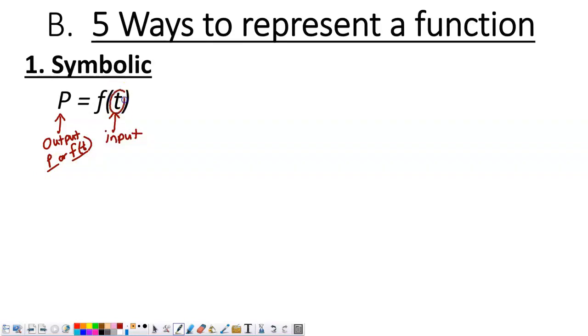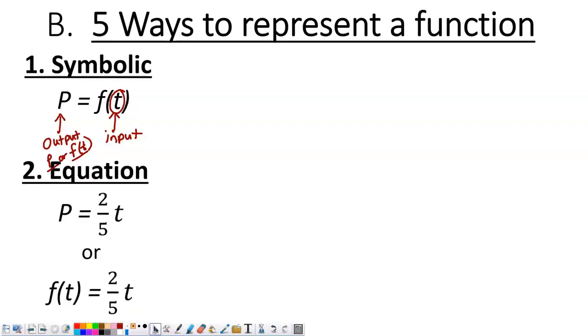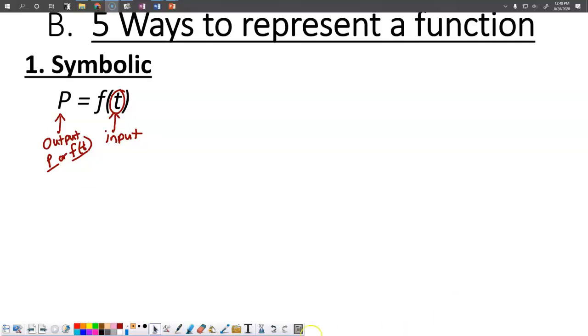But the input is just a T. Okay? So you could say the output is P, or you could say the output is F of T, since they're the same. But the input has to be just T all by itself. Okay, so that's one way to represent a function, symbolically.